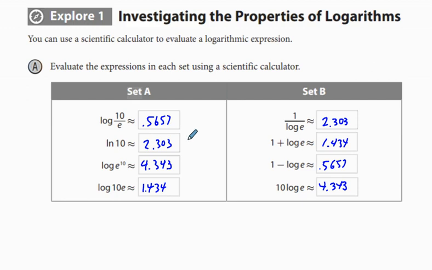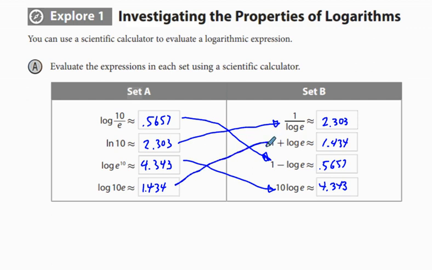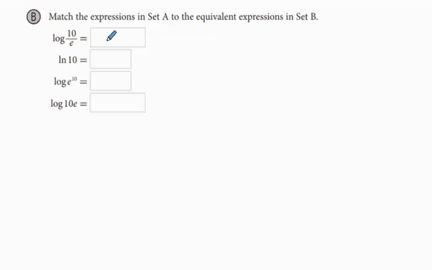And so you should notice, I hope, that these numbers have similarities. These two are equivalent. I'm just going to draw the arrows. These are equivalent here. These two are equivalent. And the last one, we're going to mention those here. So what are the equivalent expressions?